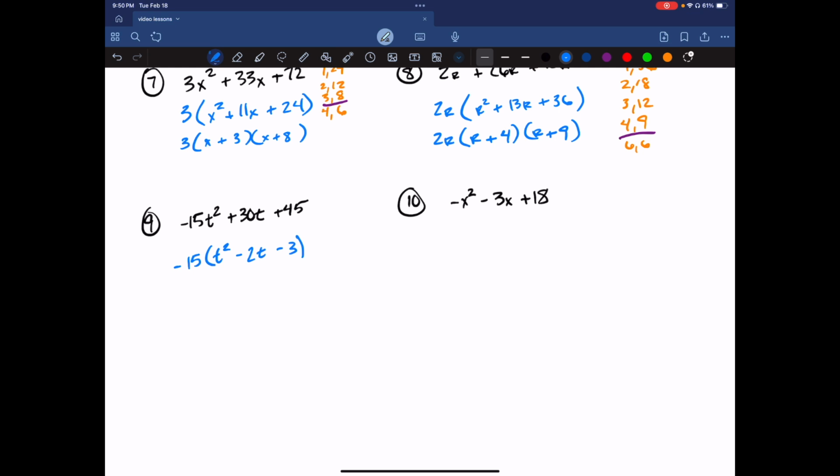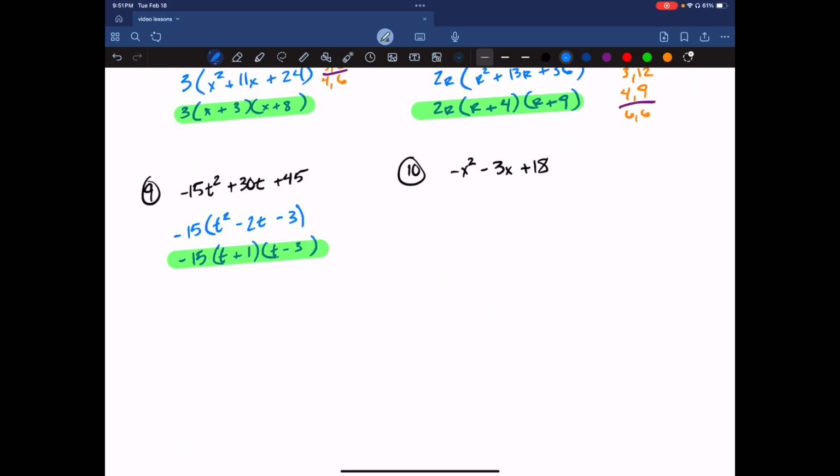We have negative 15t. So the negative 15 is just going to hang out. I'm going to factor this. Let's see. T, T, plus, minus, so I guess that's negative. So I have one of each. Factors of 3 are 1 and 3. So the bigger of the two factors gets inside of the middle term, so it's going to be minus 3, plus 1. Okay, there you go. Okay, last one.